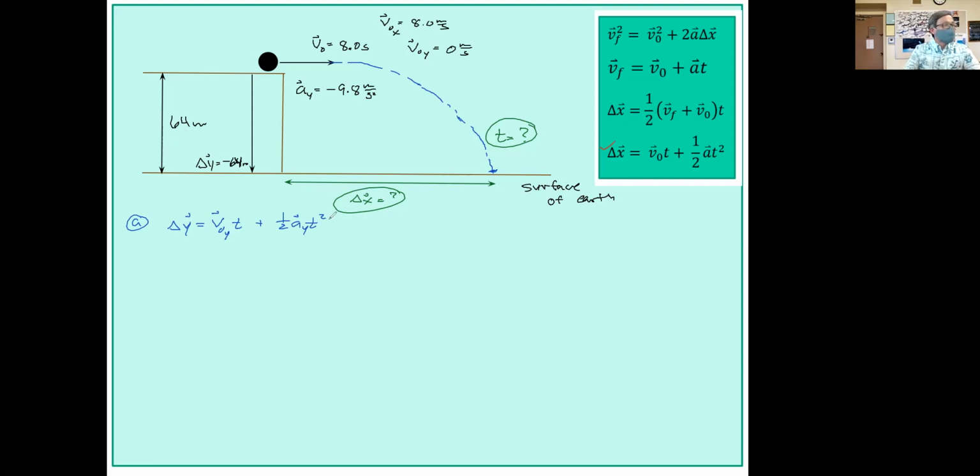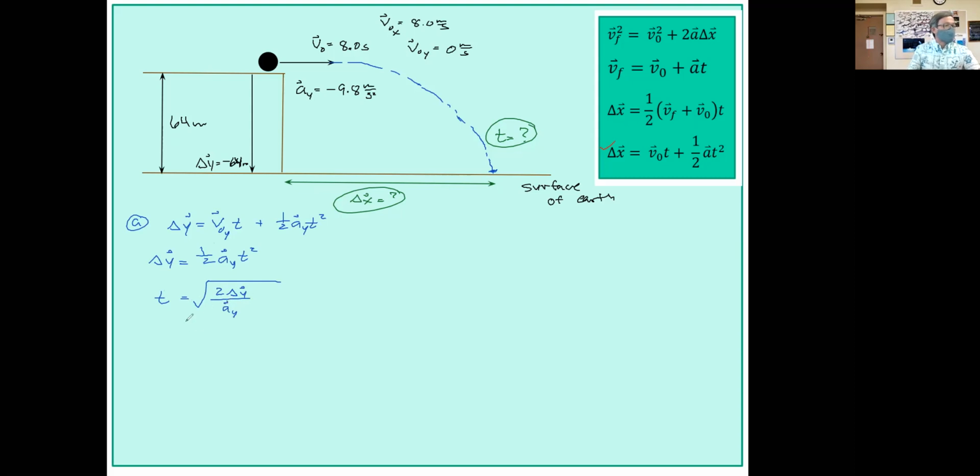Let's work this out. We know the initial velocity along the y is 0. So this equation reduces to displacement equals 1/2 acceleration along the y times time squared, t squared. Solving for t, and if you have an issue solving for t here, please make sure you come by and see me, it's going to be the square root of 2 delta y all over a sub y.